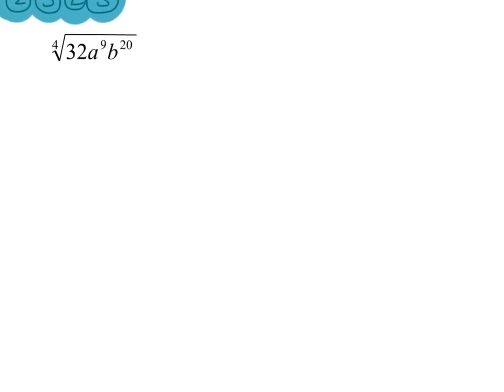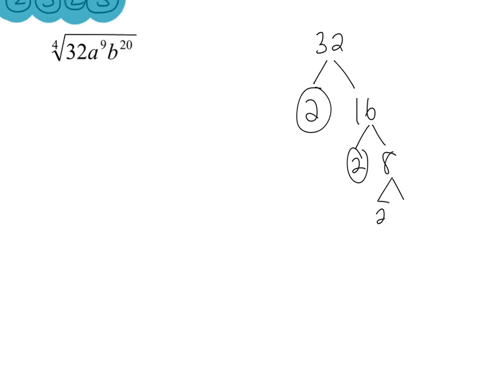Okay, let's look at the last one on this page. It is the 4th root of 32, a to the 9th, b to the 20th. So first let's factor the number 32. I know that's 2 and 16. I know that's 2 and 8. I know that's 2 and 4. And I know that's 2 and 2.